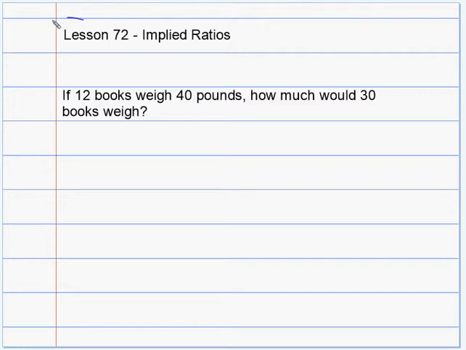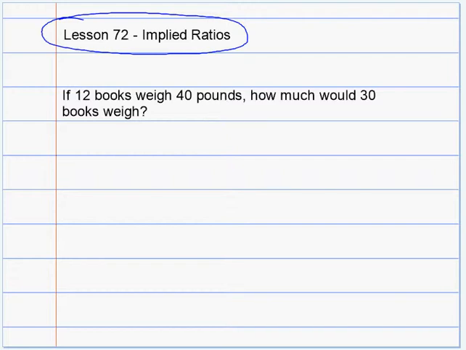Hi class, this is course 2, lesson 72, implied ratios. Implied ratios are ratios that are not specifically told to you that they are ratios. You can imply them from the context, or you can use ratios to help you solve the scenario.